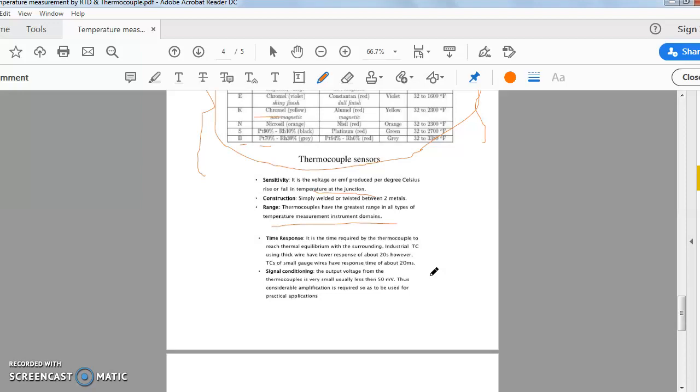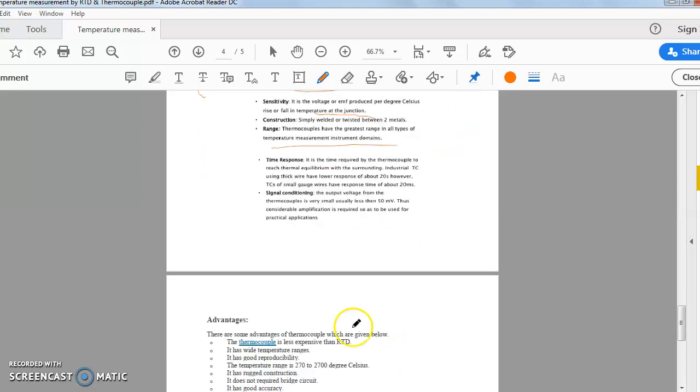Signal conditioning. The output voltage from the thermocouple is very small, usually less than 50 millivolts. Thus considerable amplification is required so that it can be used for practical applications.